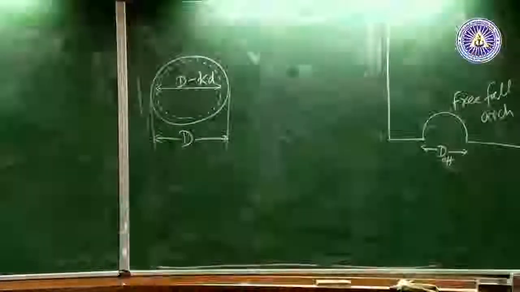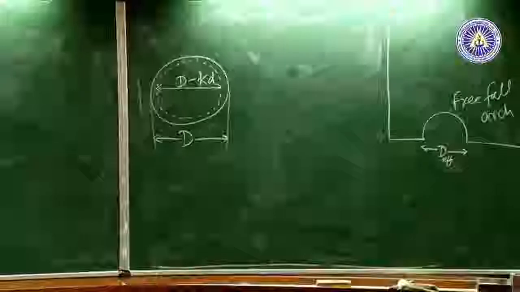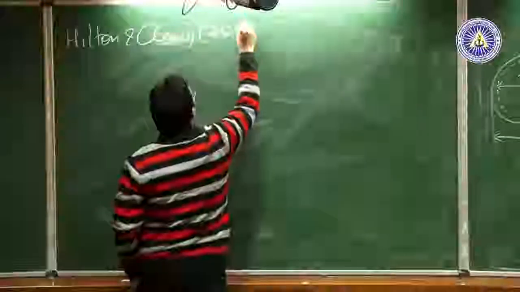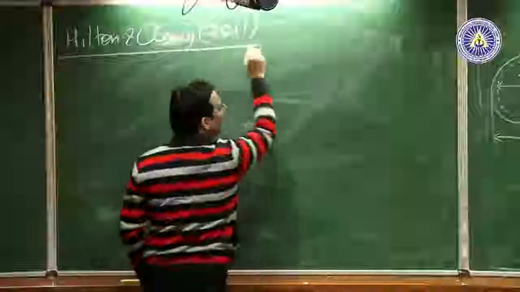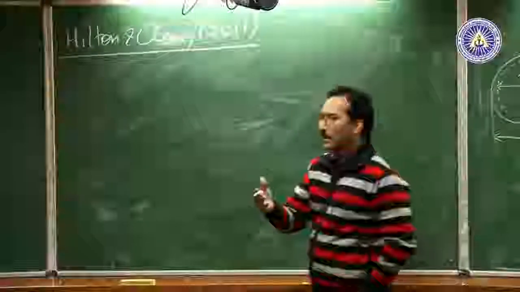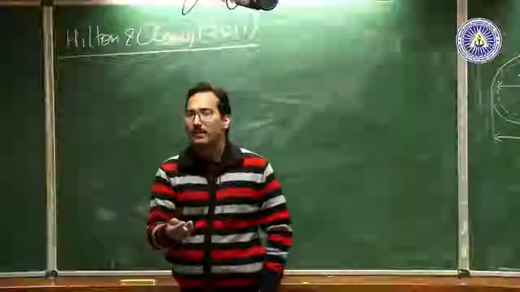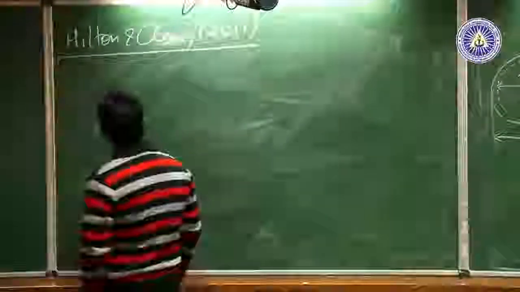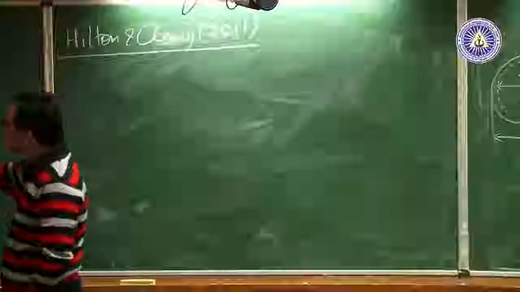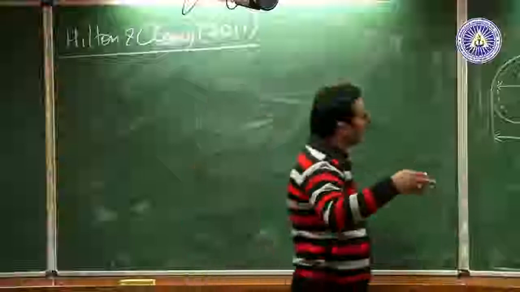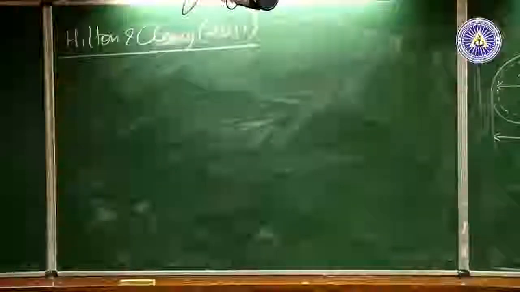So now this derivation that we are going to talk about is due to Hilton and Clary, and that's as late as 2011. So this was 1961, Beverloo. Some ideas about using, but I mean some simplistic derivation suggesting that yes indeed it is possible is a few years ago, and what essentially they suggest is that you assume a free fall arc, and the free fall arc is assumed to be hemispherical in shape.